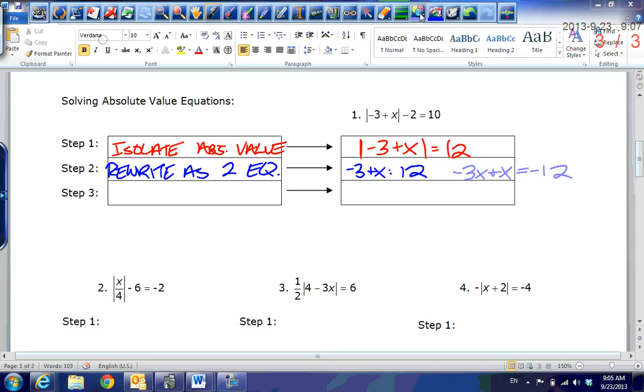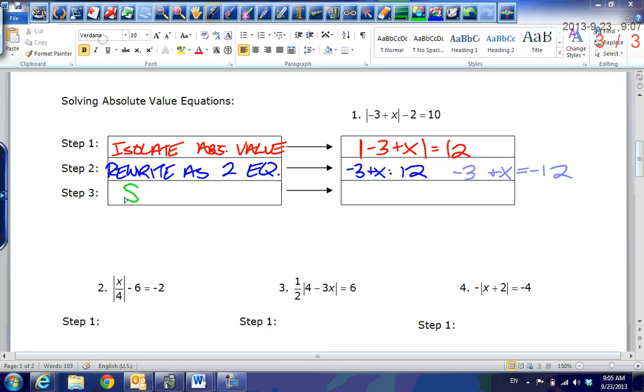Why is it negative 3x? Sorry, my bad. Thank you very much for catching that. Did I make any mistakes or not yet? We just changed the 12 to negative.